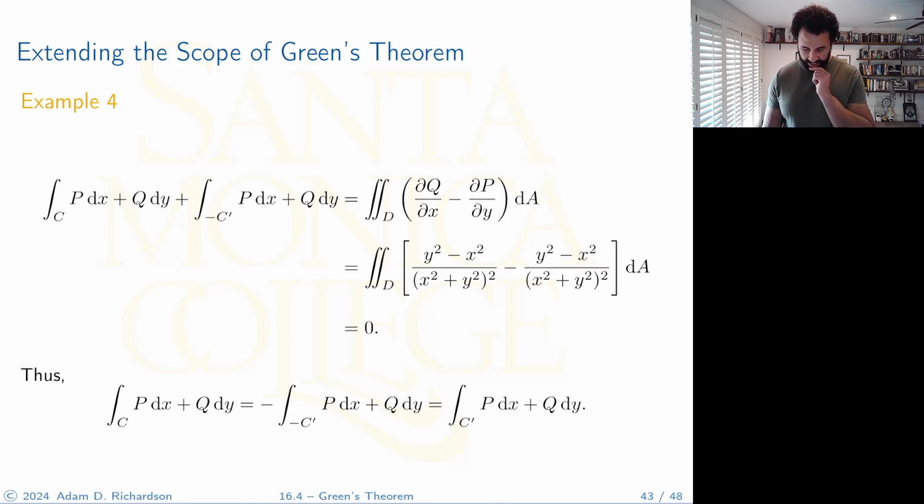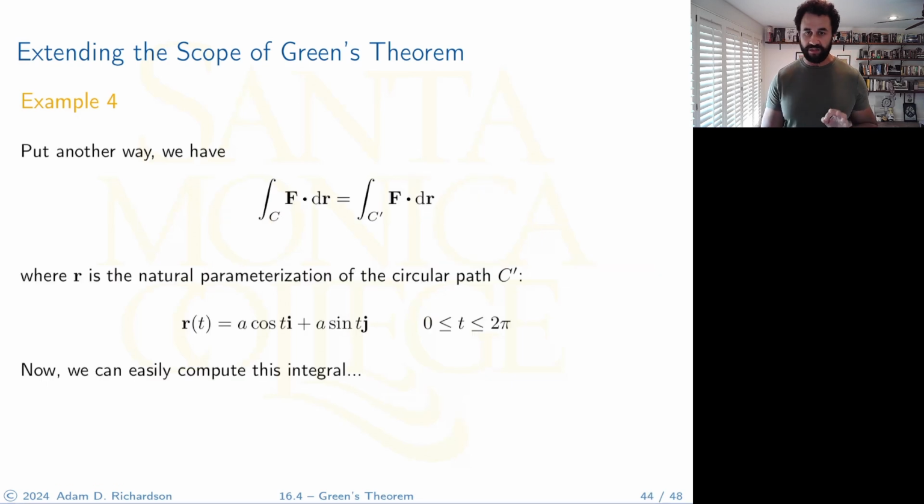Okay, so check this out. This is a good result. This is saying that the integral over that arbitrary path that we picked is equal to the integral over that circle. So the integral that we were interested in is equal to the integral over that circle, but that circle is very easy to parameterize. So let's do that. Put another way, these have to be equal to each other. The integrals here are going to be equivalent. We can easily parameterize that circle.